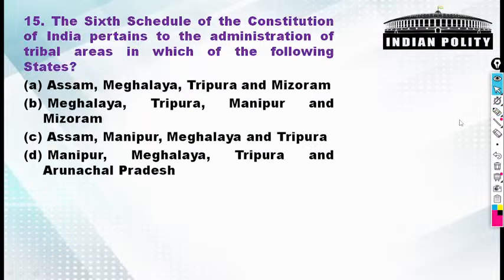The 6th schedule of the Constitution of India pertains to the administration of tribal areas in which of the following states? That is ATM square. Assam, Tripura, Meghalaya and Mizoram. These are tribal states, and for special protection to tribals, the states are declared as scheduled tribal areas in the 6th schedule. Special attention is given to them. A district autonomous council is established to ensure considerable tribal participation in the decision making process. So learn more about the 6th schedule states. Okay, that is A.